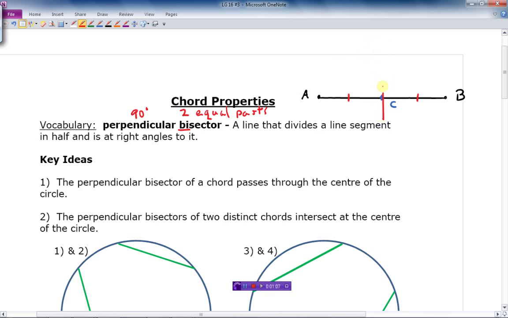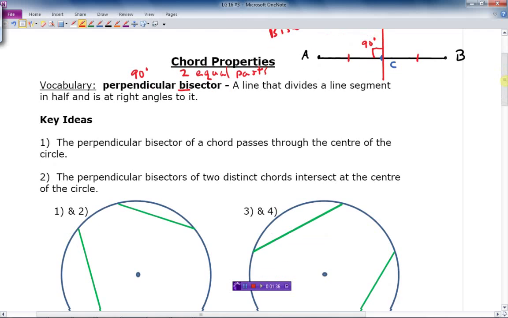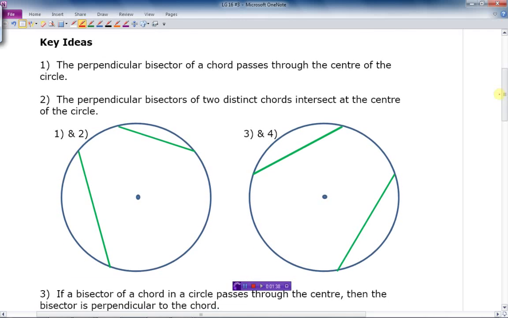Okay, and so here we go. A line that goes through this center and that is 90 degrees to that line segment, so 90 degrees here. That red line is called the perpendicular bisector, because it divides that line segment AB into two equal parts, and it is 90 degrees to it. Okay, let's use that information as we go on here then.